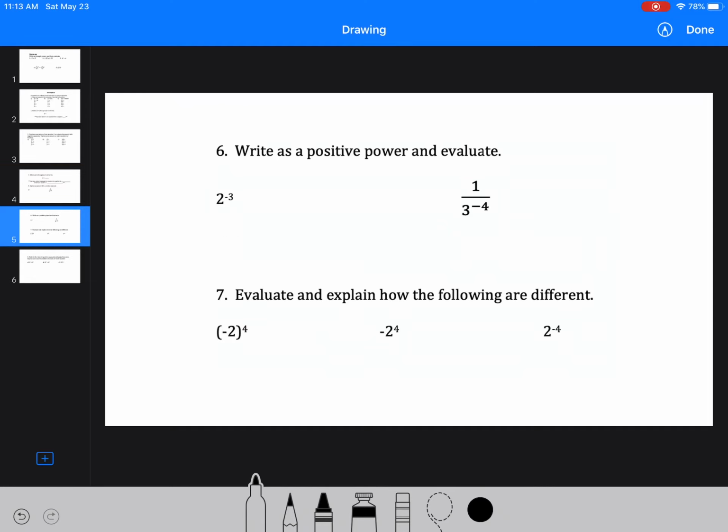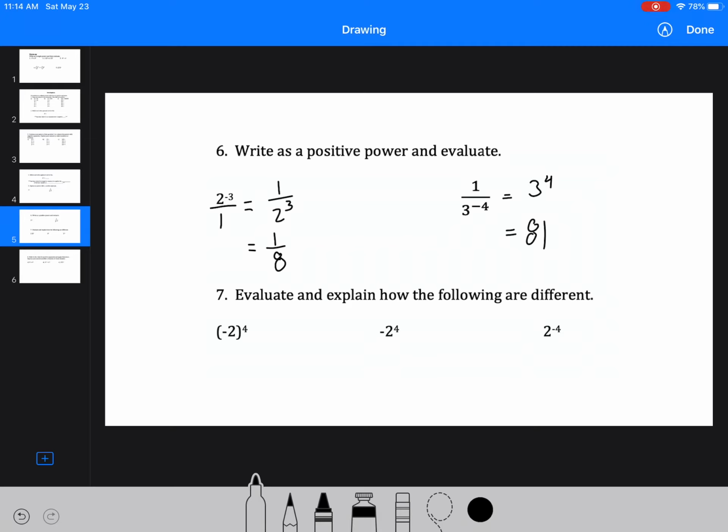Well, let's look at these ones. Write as a positive power and then evaluate. Same idea. If there's nothing there, put a 1. This is going to be 1 over 2 to the 3, 1 over 8. Same thing here. This one, 3 to the 4. And 3 to the 4 is... oh no, sorry. That's 3 to the 5. This one is 81.